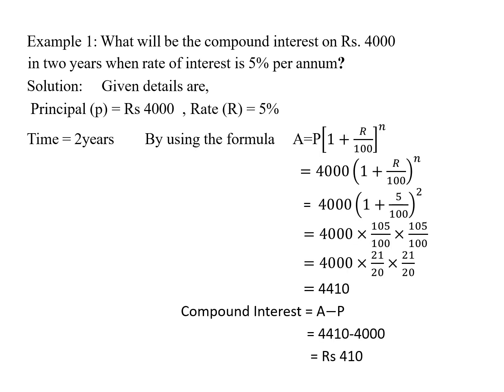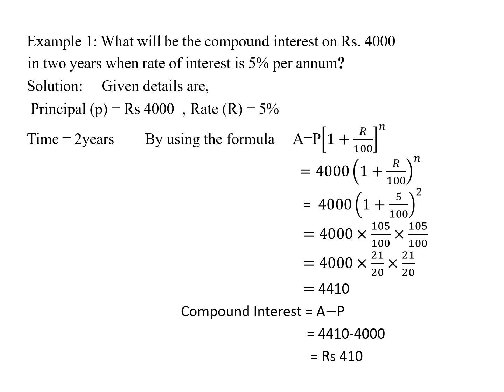Let us solve example 1 together. Here the question is, what will be the compound interest on 4,000 rupees in 2 years when the rate of interest is 5% per annum? Basically, the question is asking, if you deposit 4,000 rupees in a bank and the bank gives 5% interest every year, and that interest gets added to the principal each year, then how much total interest will you get after 2 years?